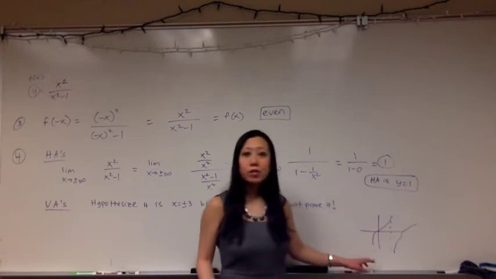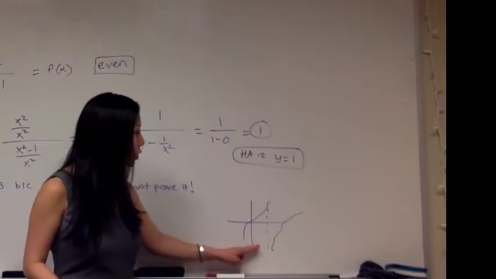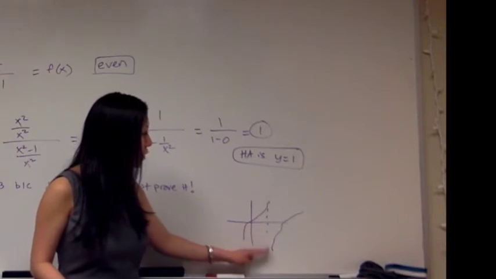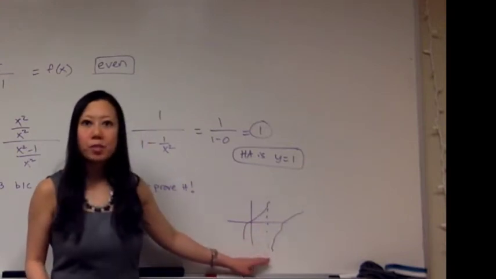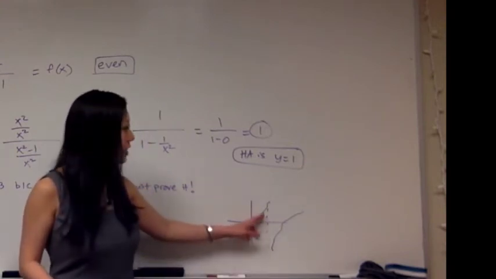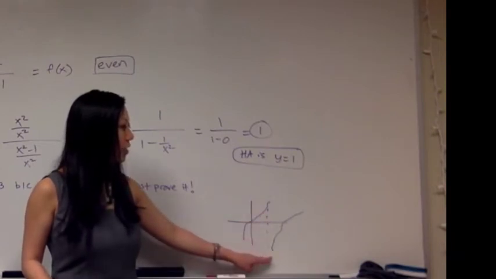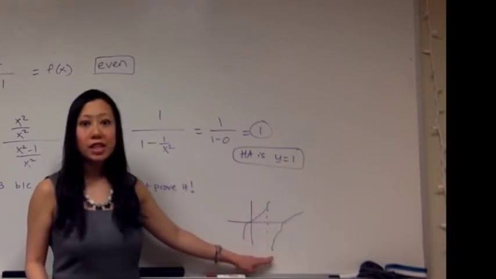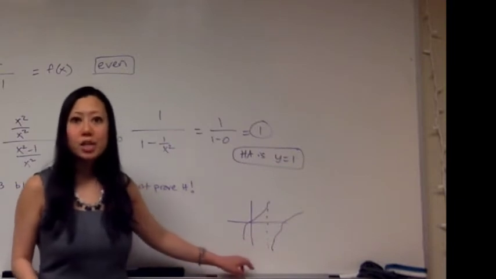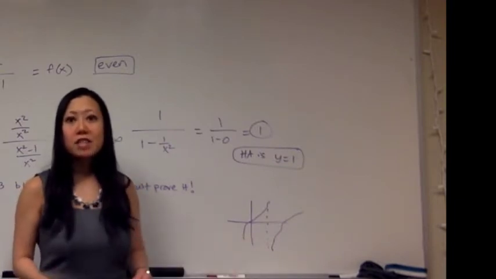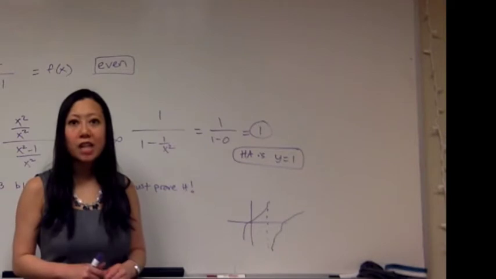Now we move on to vertical asymptotes. A vertical asymptote occurs if we approach some x value from the left or right and the limit happens to be positive or negative infinity. So here we can see the left side is approaching infinity, and here we can see the right side is approaching negative infinity. We don't have to have both sides approaching infinity or negative infinity, we just have to have at least one side approaching positive or negative infinity.